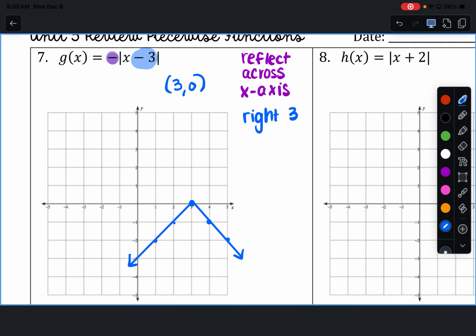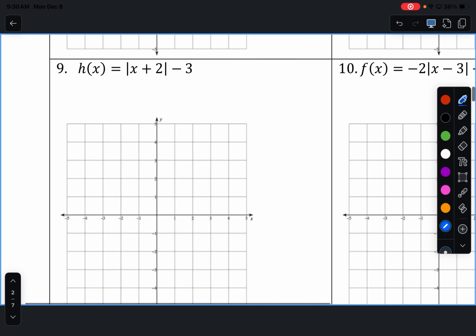Okay, number 9. What does the +2 cause to happen? Go to the right. No, go to the left. Left 2. I forgot. Because it is inside, okay?